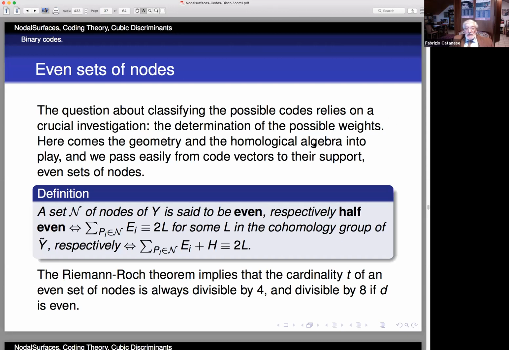Classifying the possible codes relies on a crucial investigation, the determination of the possible weights. Here geometry and homological algebra come into play. If we pass from code vectors, since we are dealing with binary codes, it is the same to speak of their support. The set of nodes is said to be even, or respectively half even, if the sum of the exceptional curves is divisible by 2 in the cohomology group of the resolution, respectively if this sum plus the hyperplane section is divisible by 2. It was observed already in the 70s that the Riemann-Roch theorem implies that the cardinality of an even set of nodes is always divisible by 4, and divisible by 8 if D is even.